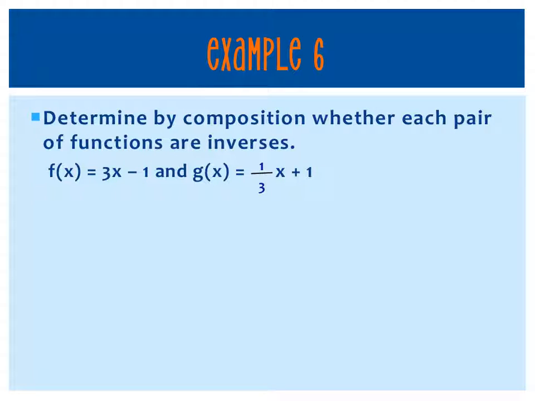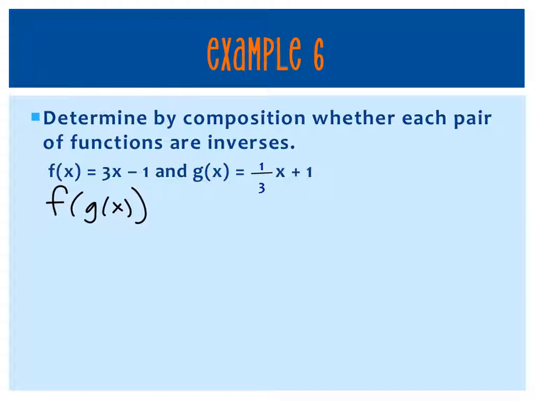So the question just says determine by composition whether each pair of functions are inverses. So f of x is 3x minus 1, and g of x is 1/3 of x plus 1. So the first thing I'm going to do is find f of g of x, and I want my answer to be x. If it's x, then at least that's halfway. So how do I find f of g of x?